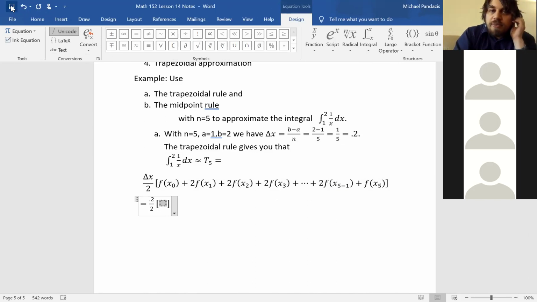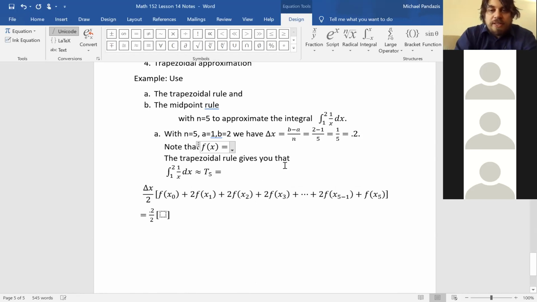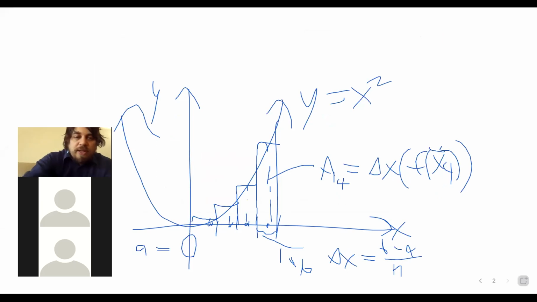Let's go to the whiteboard for a second, because I want to talk about what x naught, x1, x2, x3, x4, and x5 are, and then the values of the function at those points. Note that f of x, the function we're going to use here, is the integrand 1 over x. We're going to need the values of this function f at x naught through x5. It's T5, n equals 5.